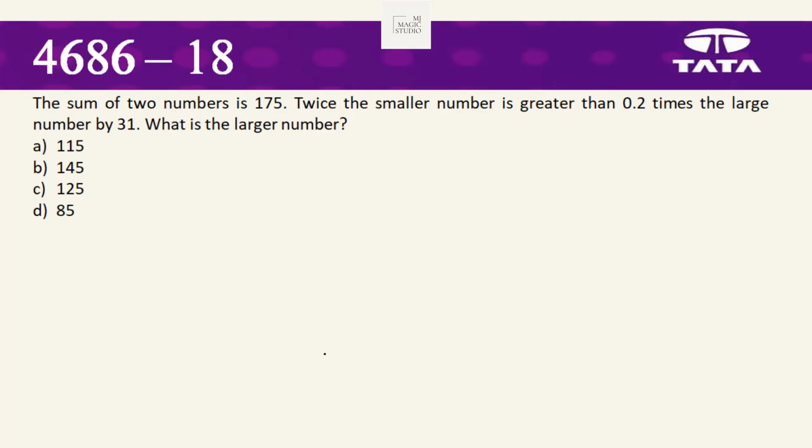This question number 18 can be from set theory or algebra or equations. I've taken up equations for the sample paper. The sum of two numbers is 175. So one is L, one is 175 minus L. Twice the smaller number, if L stands for larger, twice the smaller number is greater than 0.2 times the larger number by 31, means plus 31.